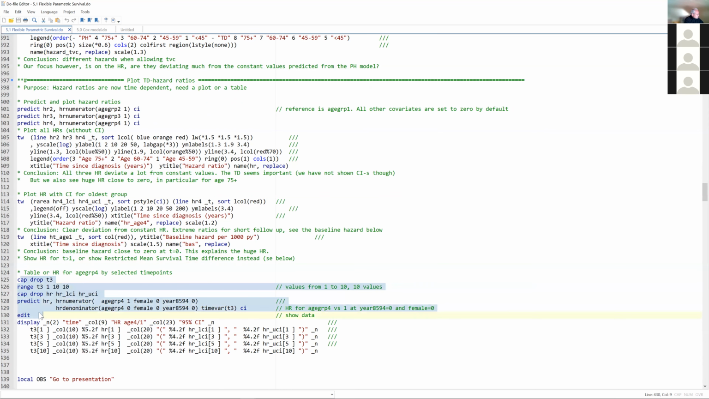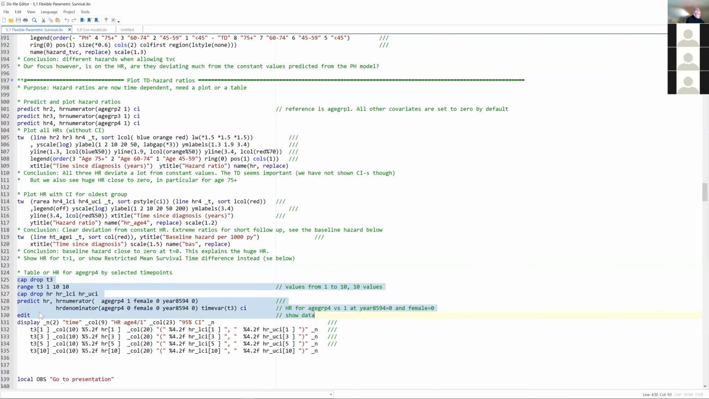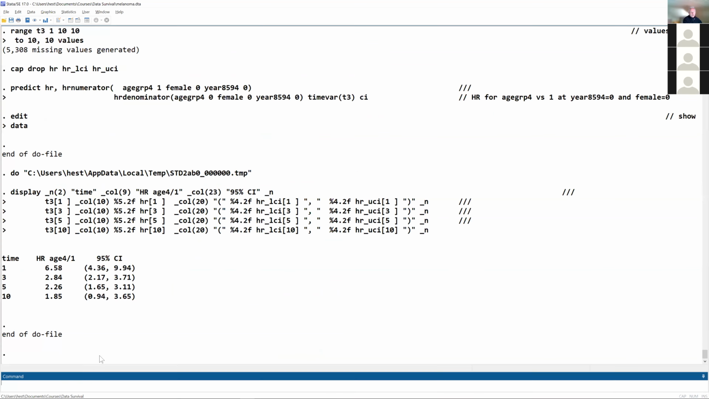Let me show you. Let's not look in the data, but this is just showing some of the table results. And here we can see times 1, 3, 5, and 10 years, and the hazard ratios with confidence intervals. So this is showing you how to produce a table of results if you don't want to show the plot.